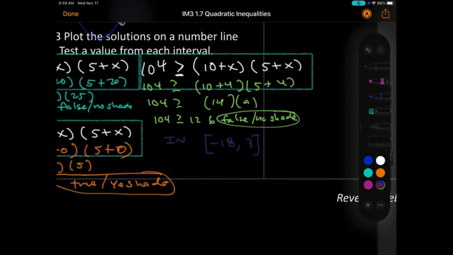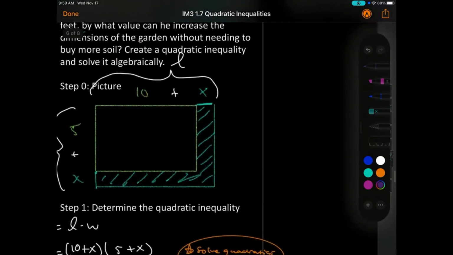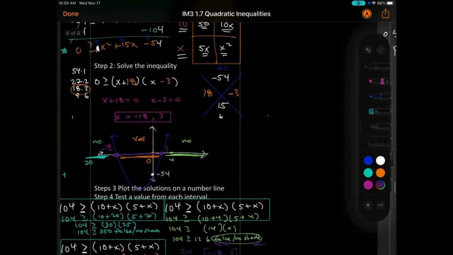Now this is kind of weird. I'm going to label this my fake answer. It's a fake answer because it is an answer to the algebra, but it is not a real answer to the real world. Okay, let's think about this. If I put in -18 for x, -18 plus 10 would give me -8. Can you have a length that is negative? In the real world, that is not real. That doesn't make sense. A negative x value is basically decreasing the length of your flower bed or whatever garden it is. Does that make sense?